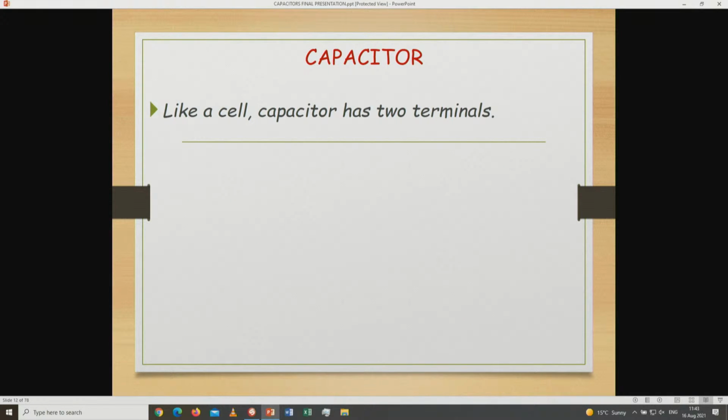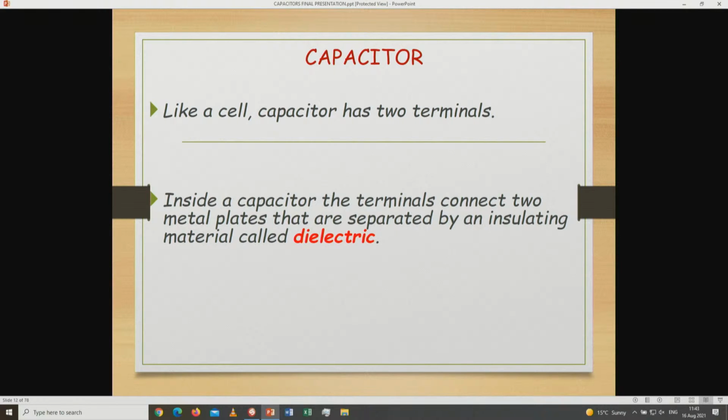Like a cell, a capacitor has terminals. I beg your pardon. Inside a capacitor, the terminals are connected to metal plates that are separated by an insulating material, which is called a dielectric.